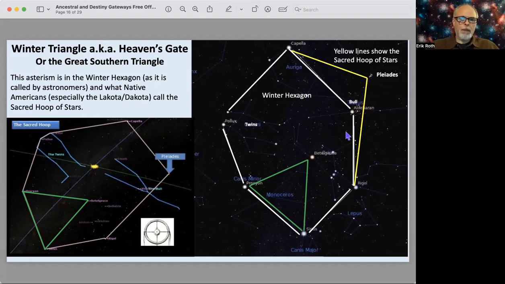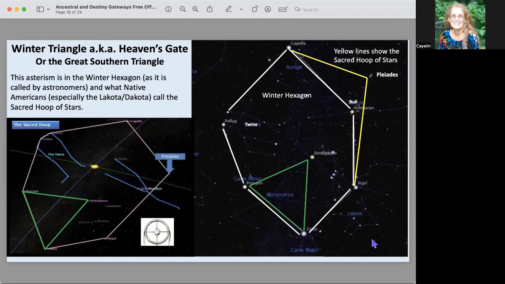Yeah, so they have these different terms for it, and they create this from Aldebaran to Capella to Castor and Pollux to Procyon, Sirius to Rigel, and that's how they create the winter hexagon or winter circle or whatever you want to call it. But this sacred hoop of stars takes it out to the Pleiades and then back to Capella. So this is something we'll be covering a little bit more deeply.